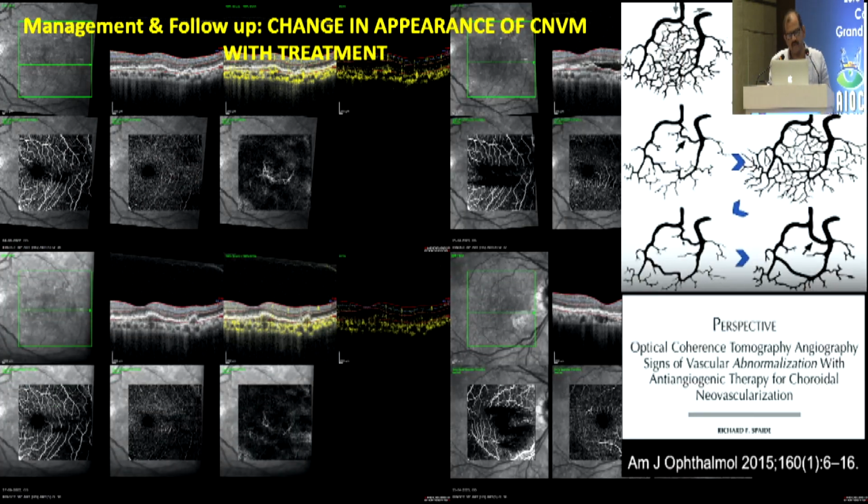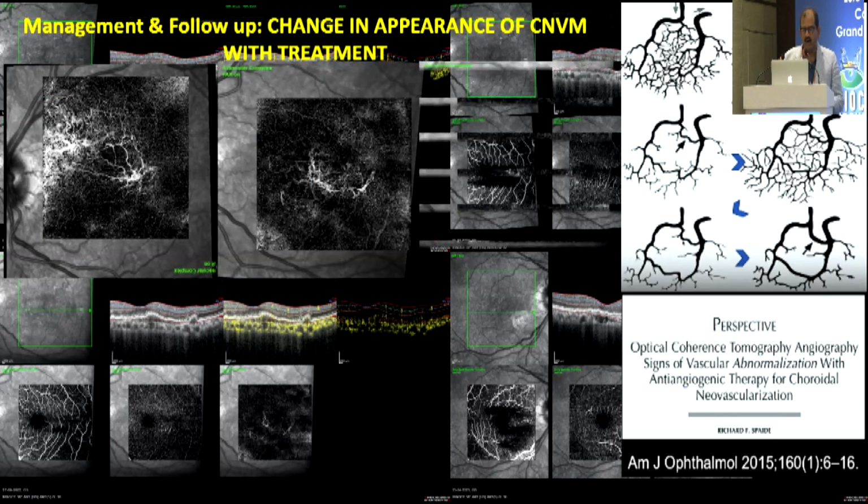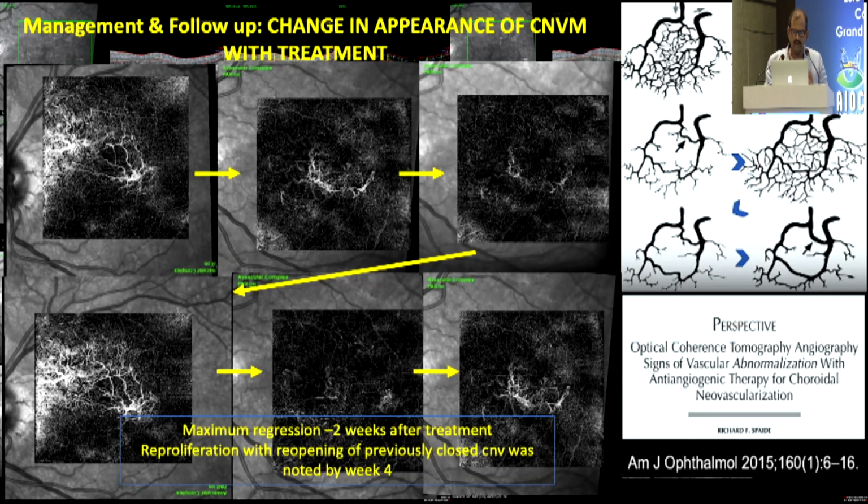These are the sequential photographs, and if you treat these patients with anti-VEGF injections, these vascular fronts change in shape and their vascular pattern. The maximum regression of these vascular fronts, the capillaries and the branching network, occurs at 2 weeks after the treatment. The reproliferation and reopening of the previously closed choroidal neovascular membrane is again noted by 4 weeks. So all these features are helpful in managing your patient, seeing how the patient is responding.